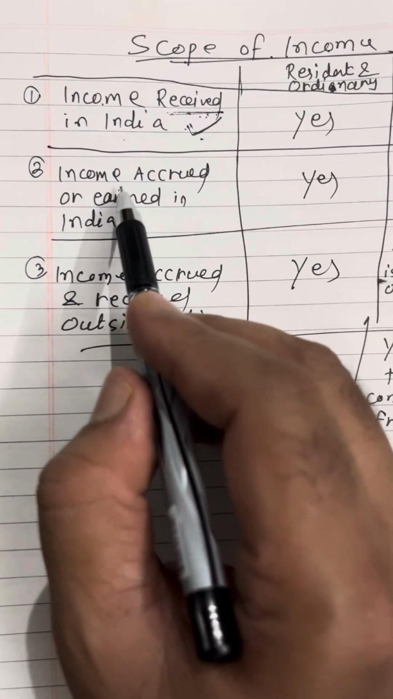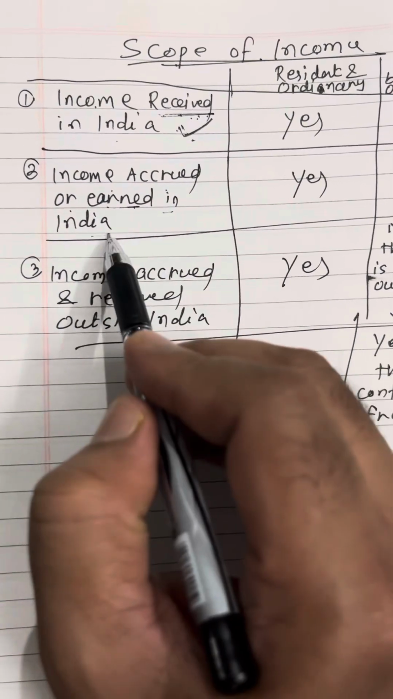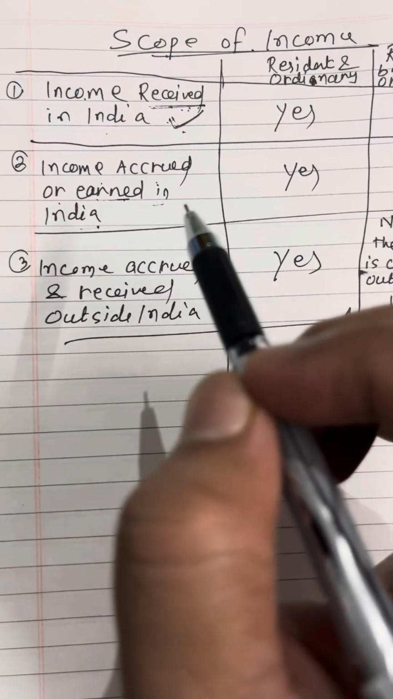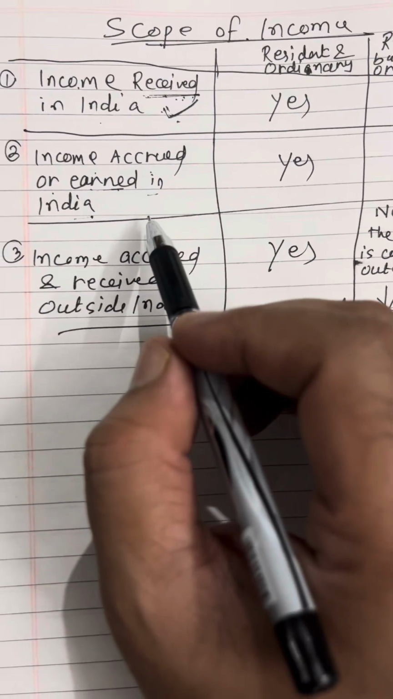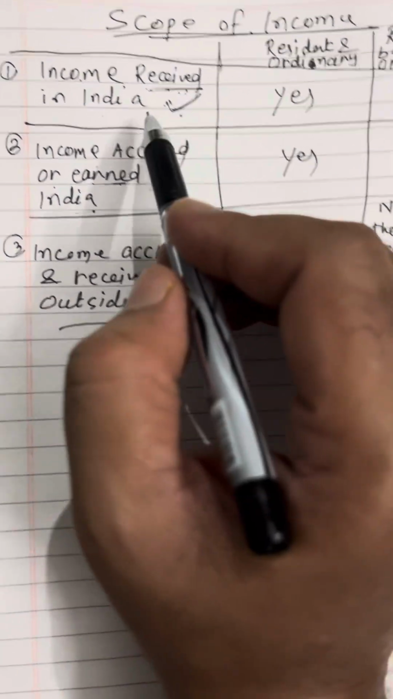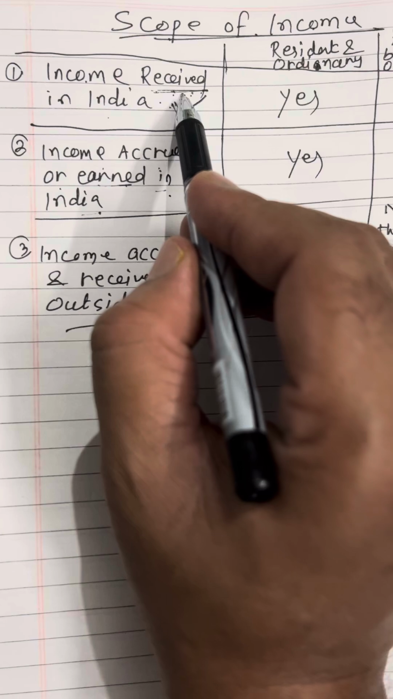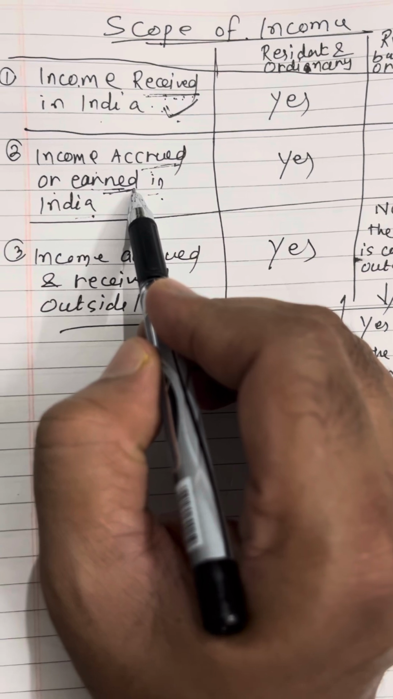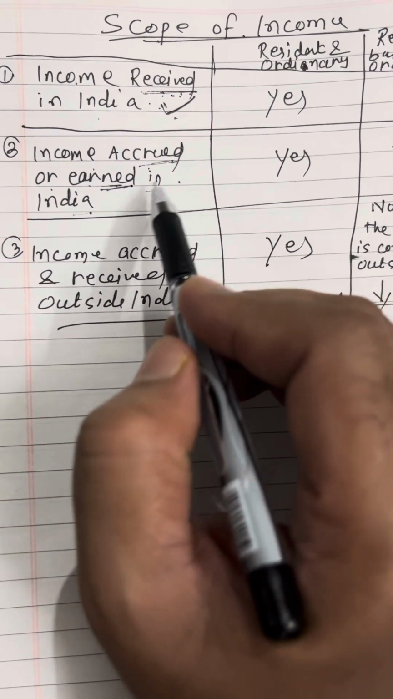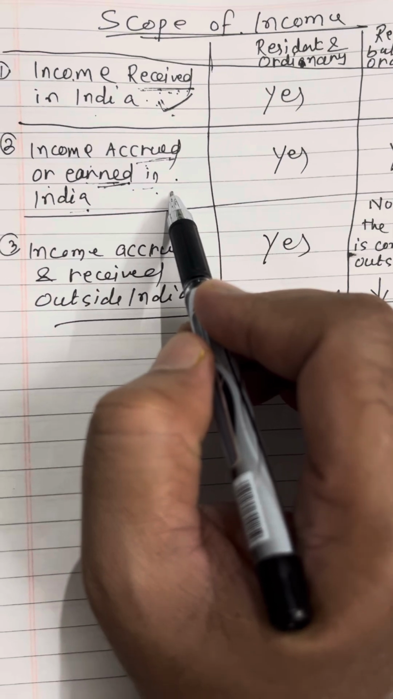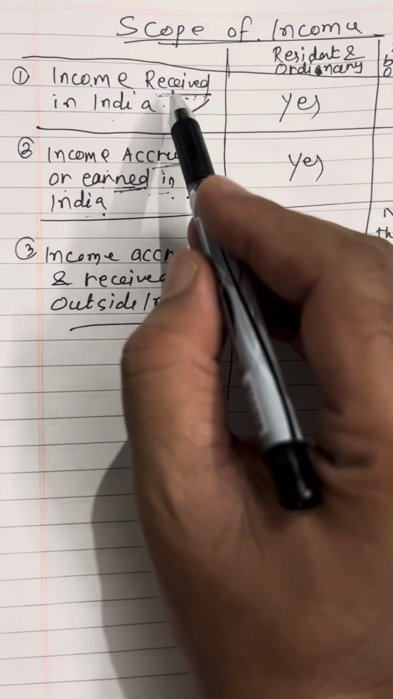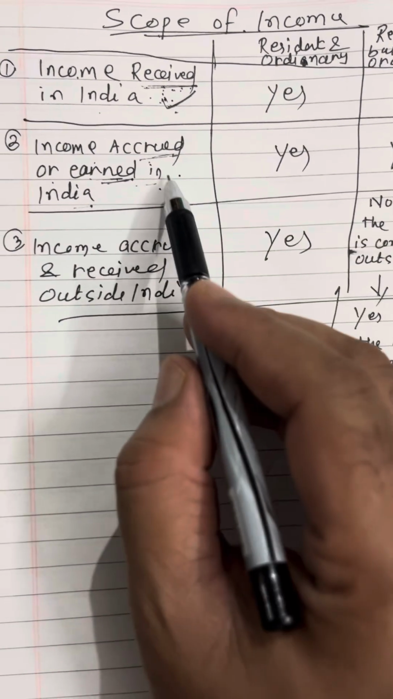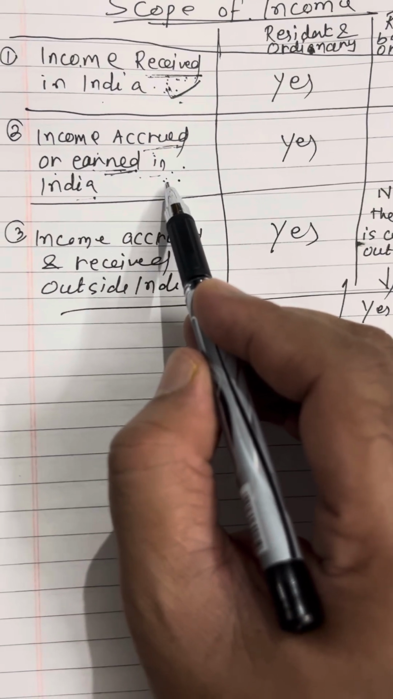Situation 2, income accrued or earned in India. That means the income you earned in India. So place of receipt is not important here. Two situations we have discussed. First, if any income you received in India. Second, if any income you earned in India. So you may receive that income in USA, you may receive that income in Africa, whatever country you say. In the first situation, you have received your income in your bank account. In the second condition, you have earned your income in India.